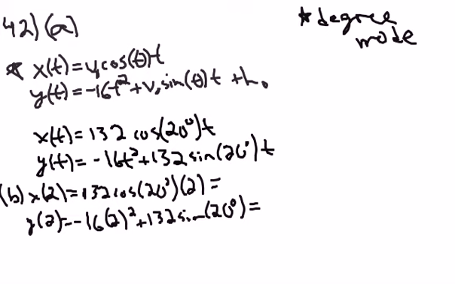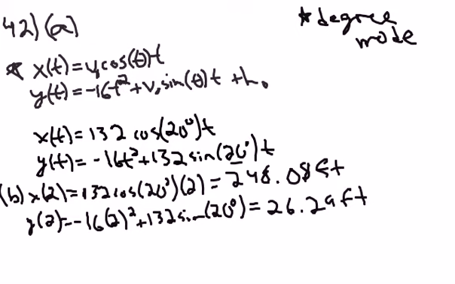So when you do this in your calculator, your x, your horizontal distance, is 248.08 feet. And your vertical distance is 26.29 feet. So there's part B. Okay, and I'm actually going to continue this on the next page because the third part is kind of the longest part.